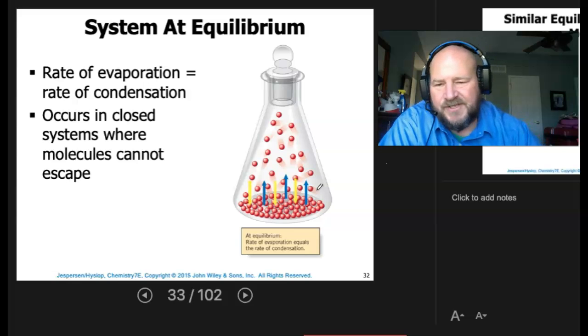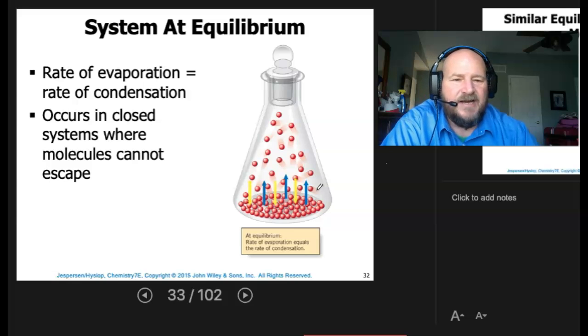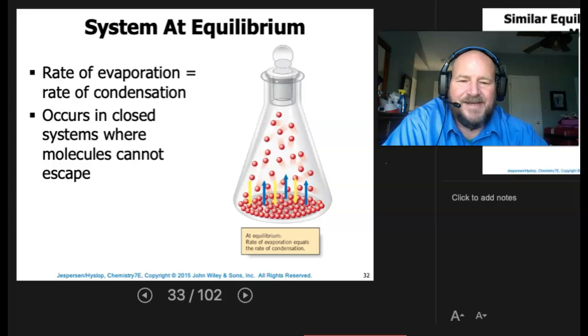Now, this occurs in a closed system where molecules cannot escape. So remember, closed systems versus open systems, right? This dynamic equilibrium will take place inside our closed systems.